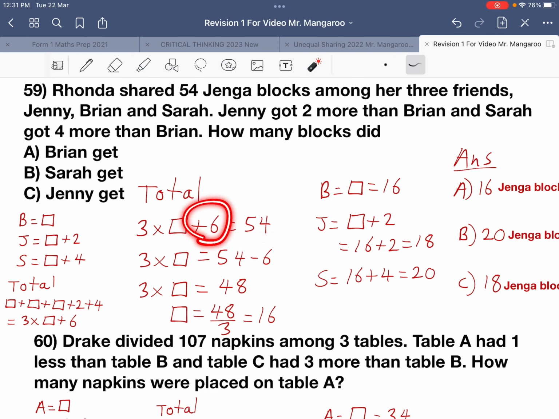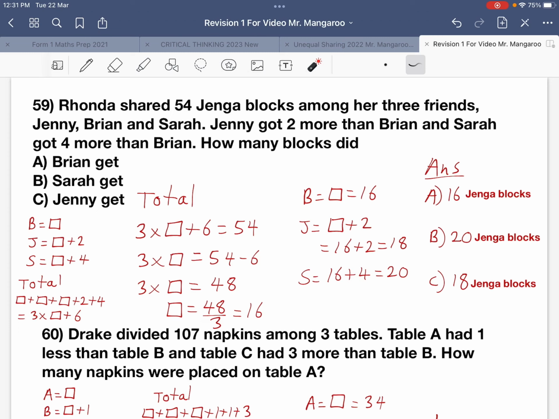So we minus the 6. 54 minus 6 is 48. And then we divide by 3. So that's 16. Brian is 16. Jenny is 18, 2 more. And Sarah is 4 more, which is 20.